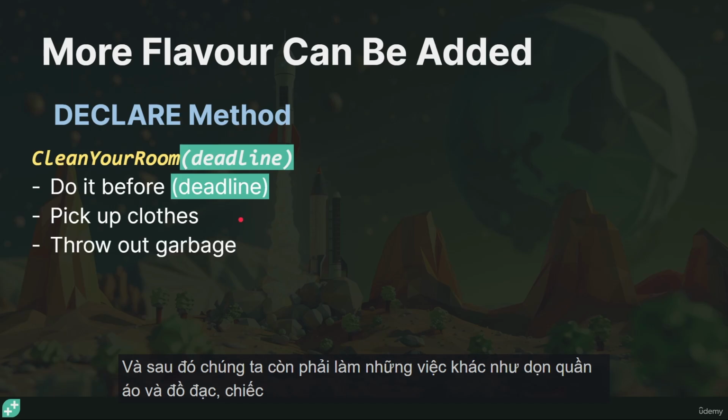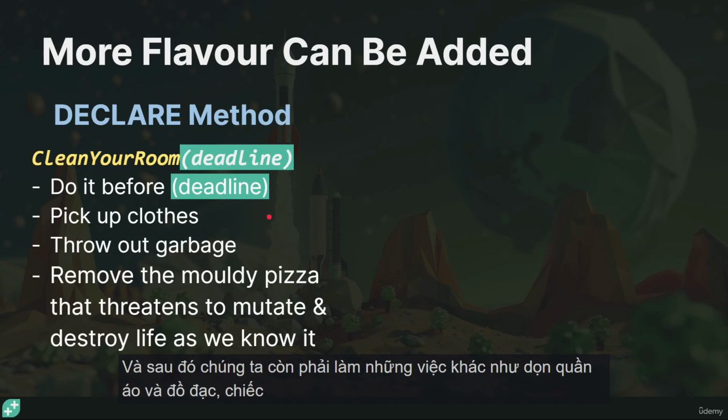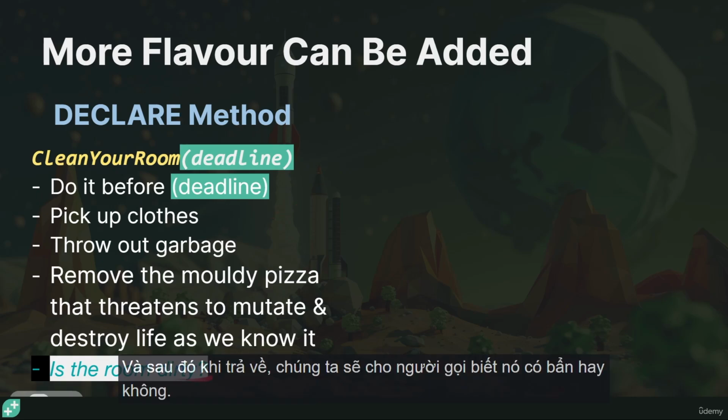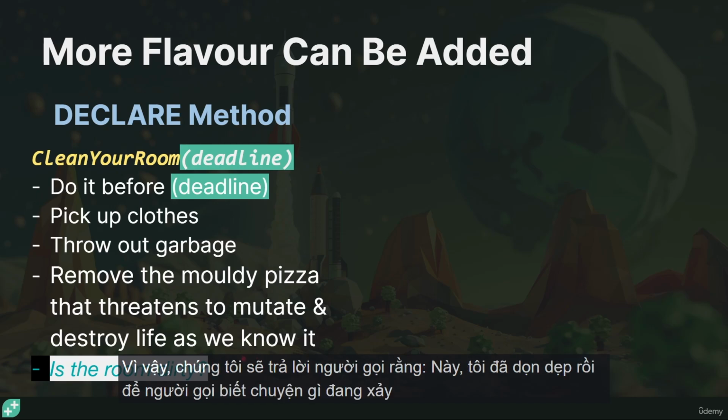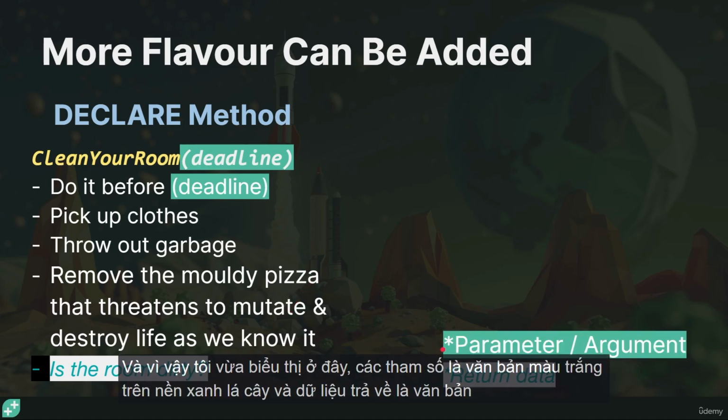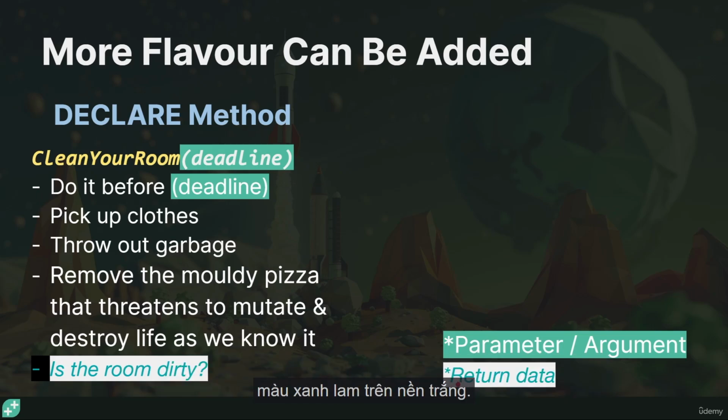And then we have the other things that we need to do in terms of picking up clothes and stuff and the moldy pizza, etc. And then in terms of returning, we're going to tell the caller whether it is dirty or not. So we're going to provide back to the caller, hey, I've cleaned it, so the caller knows what's going on. And I've just denoted in here, parameters are the white text on the green and the return data is the bluey text on the white.